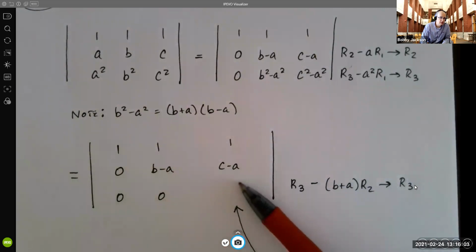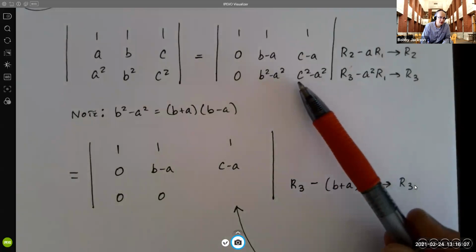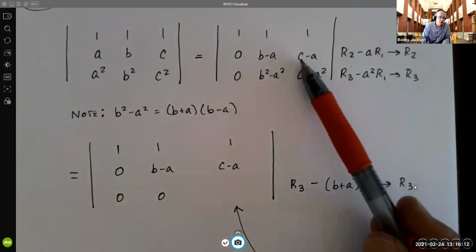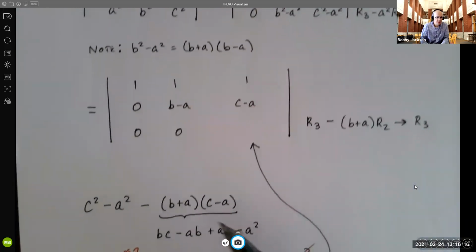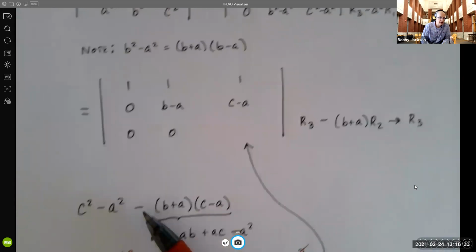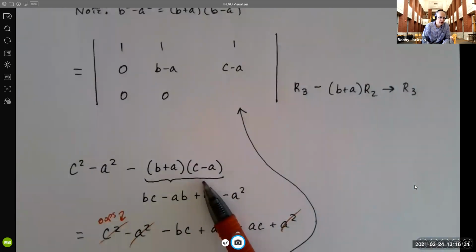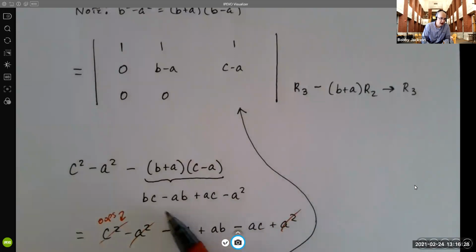What goes here? Okay, so this is going to be row 3, which is C squared minus A squared, minus B plus A times row 2 entry in that column, which is C minus A. So I've written that down here. So it's C squared minus A squared minus B plus A times this quantity, C minus A. That's what goes in this entry. Okay, but I'm going to do some simplification here.